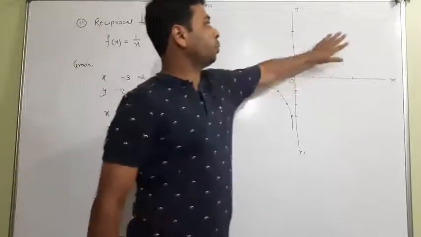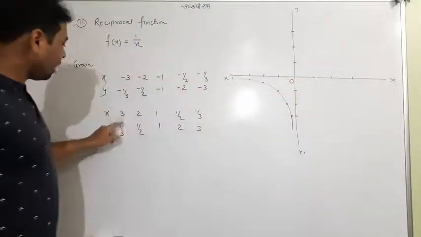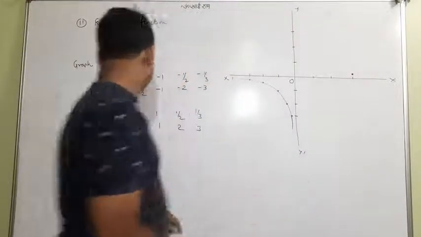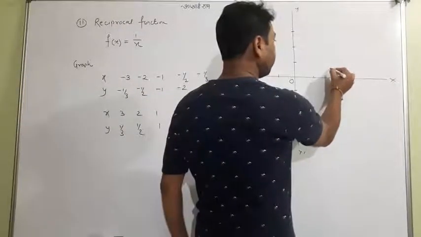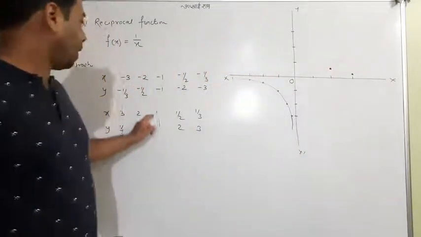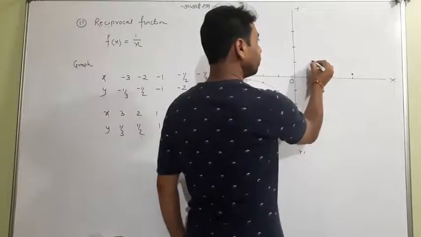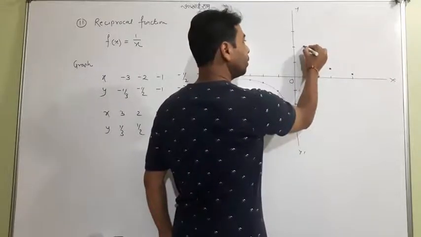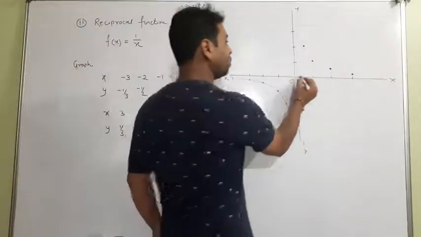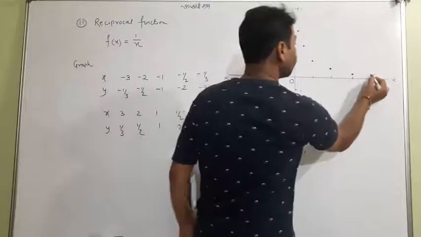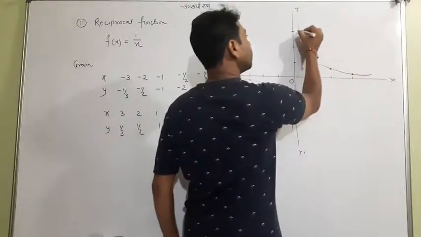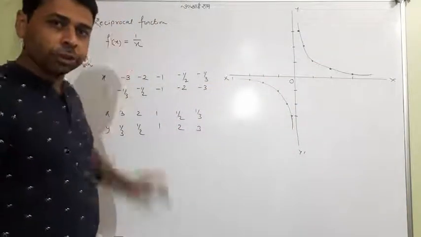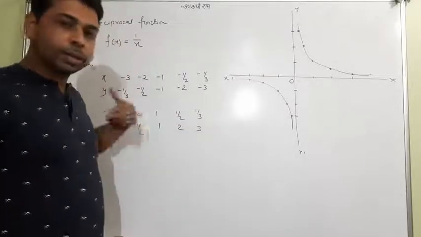And make the graph on the positive side. So 3 and 1 by 3 is here. 2 and 1 by 2 will be here. 1 and 1 will be here. Half and 2 will be here. And definitely 1 by 3 and 3 will be here. So the complete graph is now going to be like this, like this. This particular graph is the graph of a reciprocal function. So this is the way of making the graph.